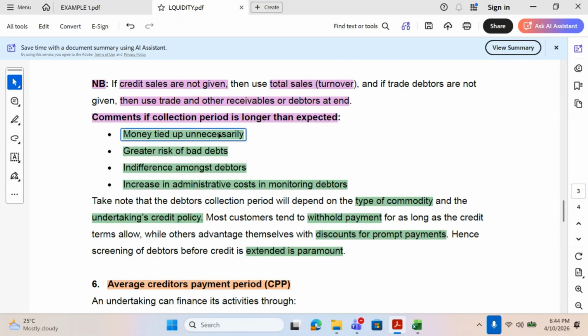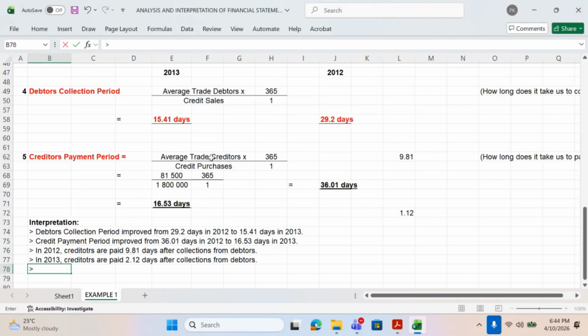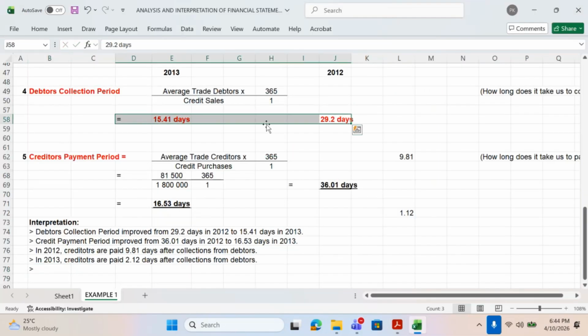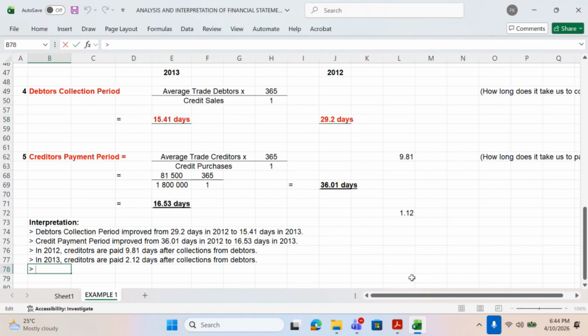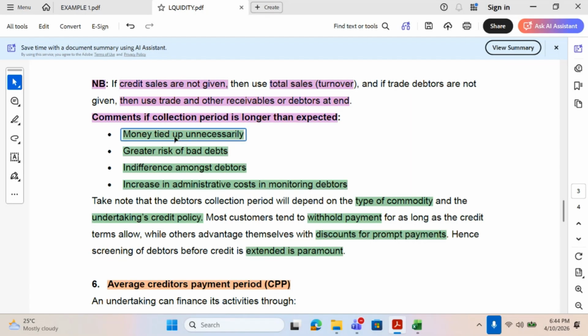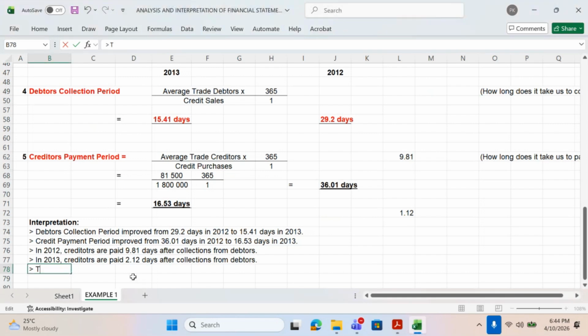Money is tied up unnecessarily from debtors. This is not true in this situation because we are very quick as compared to the previous year. Which means now there's no cash that is tied up unnecessarily. There's no money that is tied up unnecessarily, right? This indicates that no cash is tied up unnecessarily.